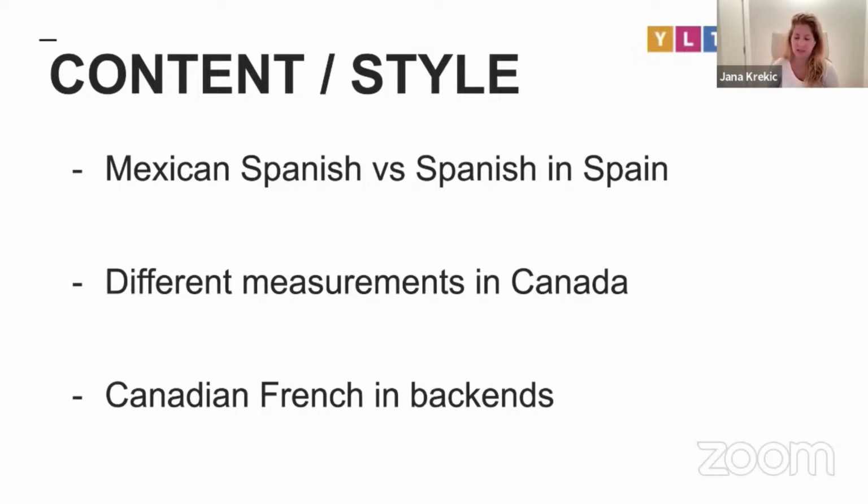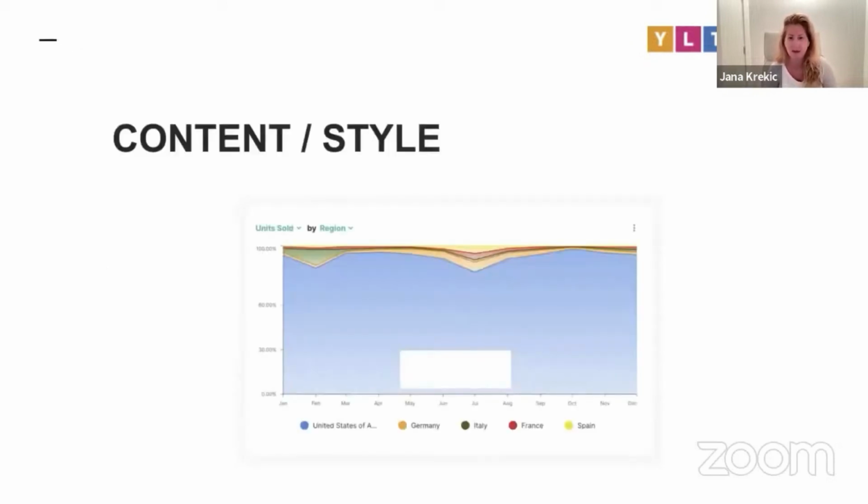So I know in the US listings, everyone uses inches and ounces, but this is not the case in Canada. You would use the metric system like we have in Europe, so you would have centimeters and meters, but also you can use Canadian French and backlinks. This is what a lot of people do. So when it comes to listings, you don't have to actually do any translations, but I always advise having Canadian French keywords left in backends.